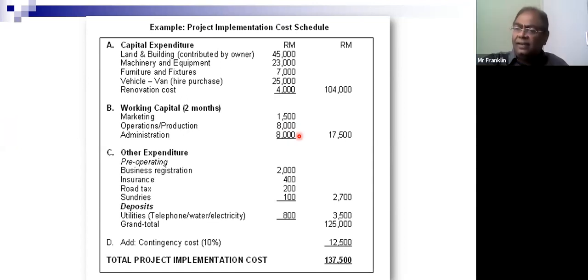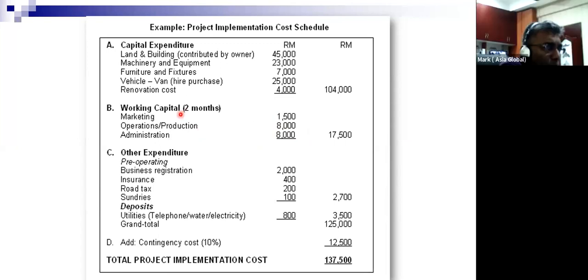Very good. That means salaries, right? Paying salary, EPF, SOCSO, all that is called administration. So 8,000 ringgit, this is for 2 months. Like 1 month is 4,000. So that means maybe you have 1 staff, 2 staff only, right? Operation production means running the machinery, raw materials, all those kinds of things come under here. Marketing is advertisement, right? 1,500.